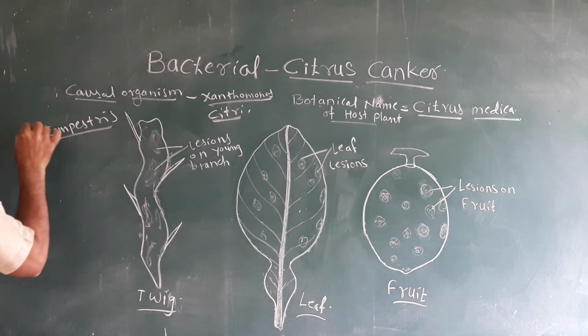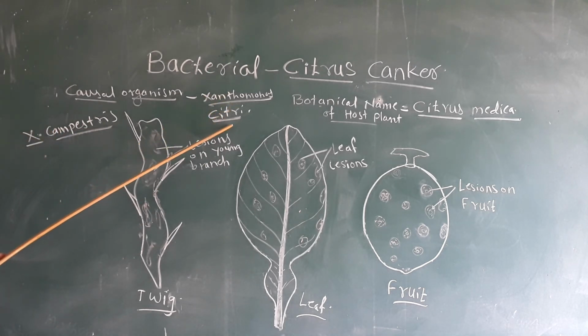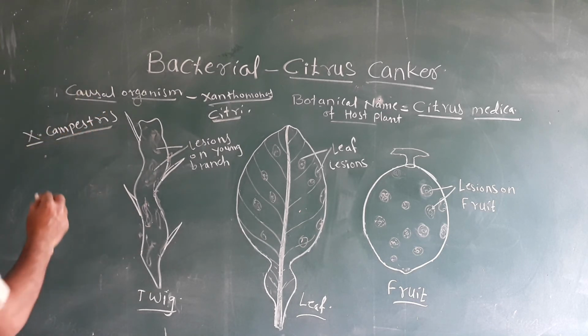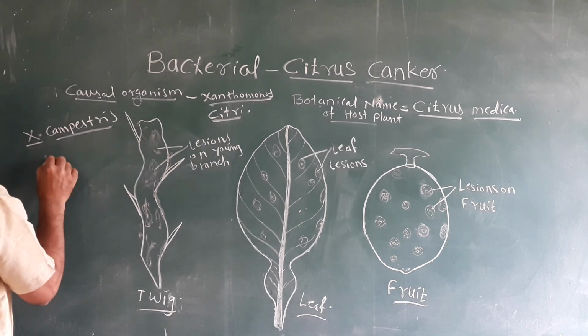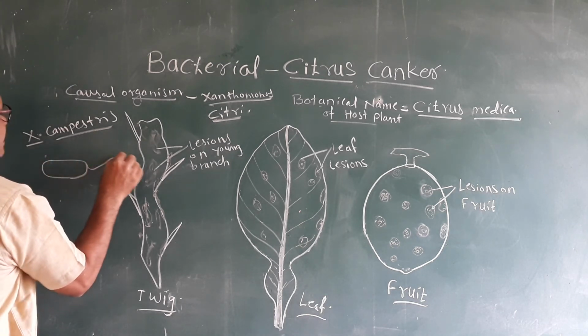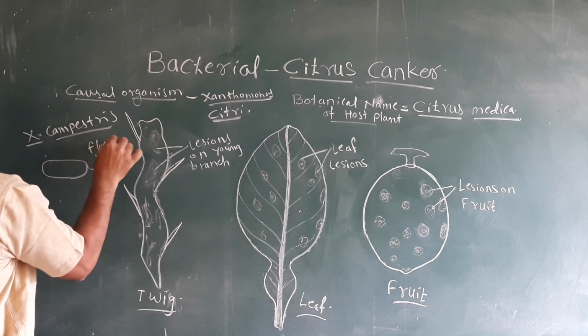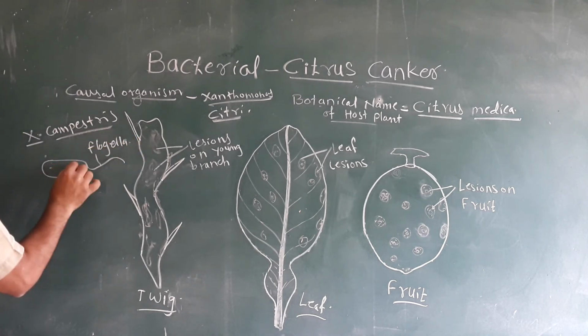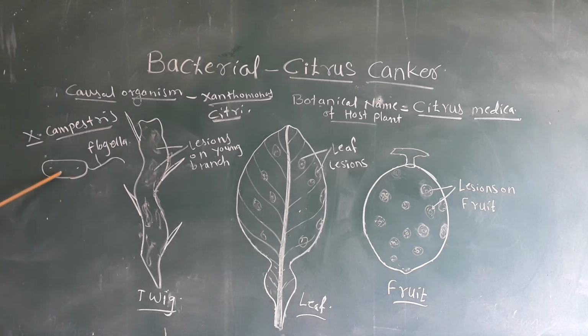The causal organism is Xanthomonas citri or Xanthomonas campestris. Xanthomonas campestris is a rod shaped bacterium, and it has a single polar flagellum. The flagellum is present at one end. This bacterium is rod shaped and Gram negative, and it grows by binary fission, and can form chains of bacteria.